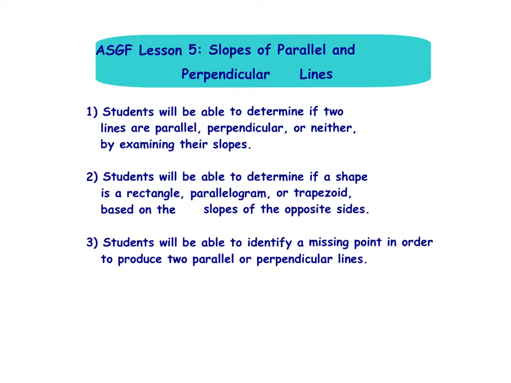Three objectives: you will be able to determine if two lines are parallel, perpendicular, or neither by examining their slopes. You will be able to determine if a shape is a rectangle, parallelogram, or trapezoid based on the slopes of the opposite sides of said quadrilateral, and you will be able to identify a missing point in order to produce two parallel or perpendicular lines. Okay, let's go ahead and get started.